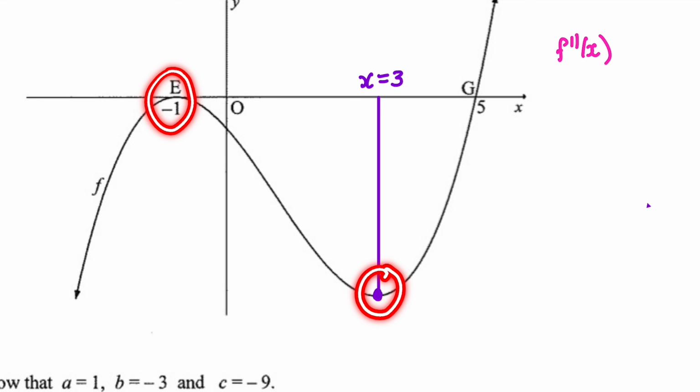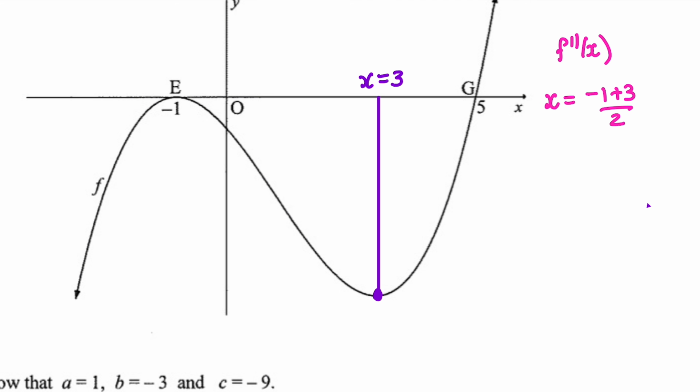So we can find the x value for the point of inflection. The x value would be in the middle of -1 and 3. So therefore that x value is x equal to 1. Here where x is equal to 1, we have our point of inflection, which is f''(x) equal to 0.